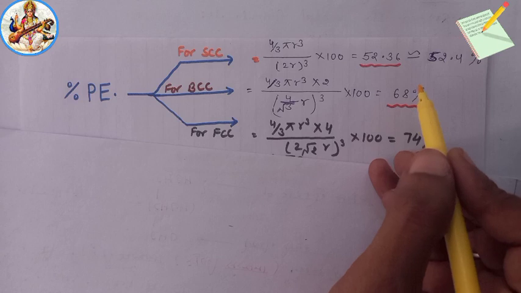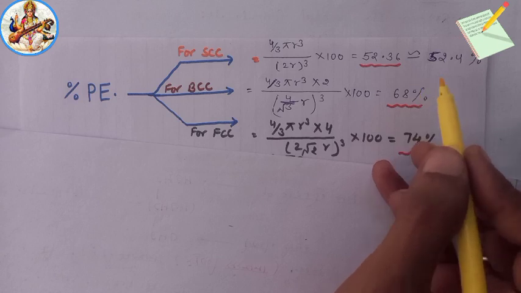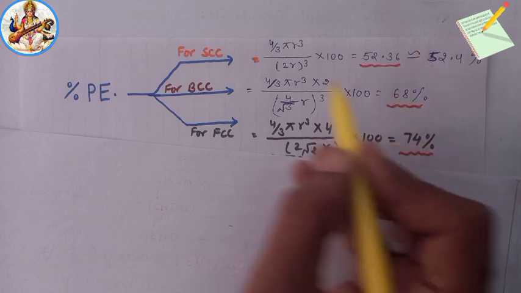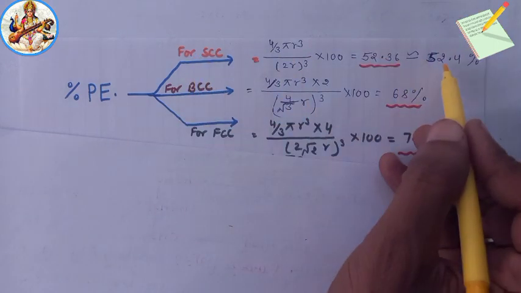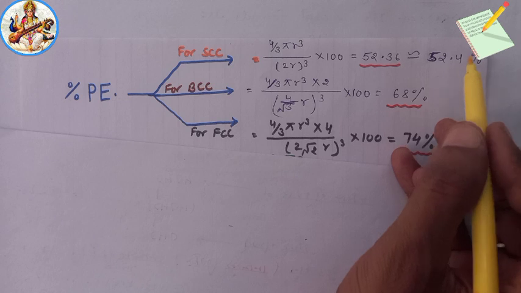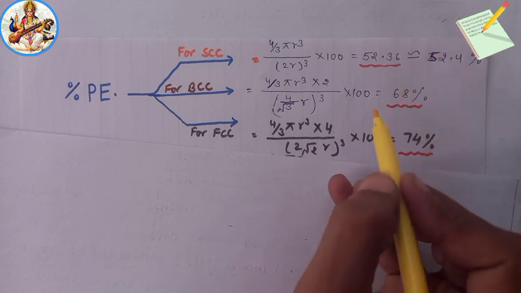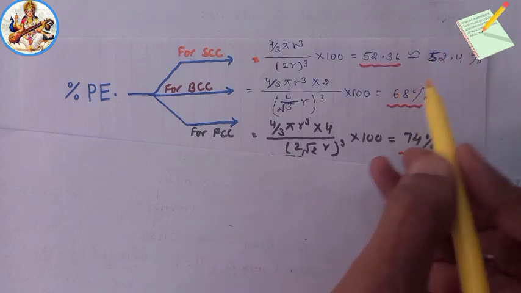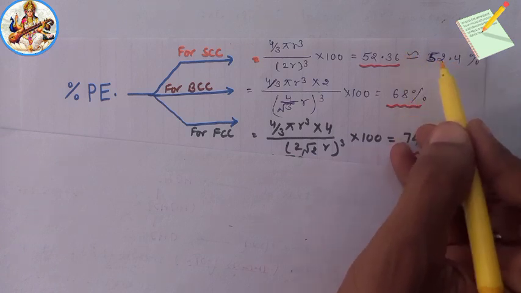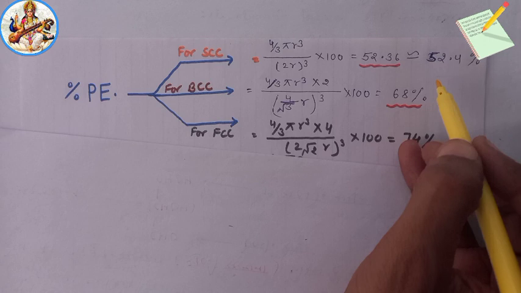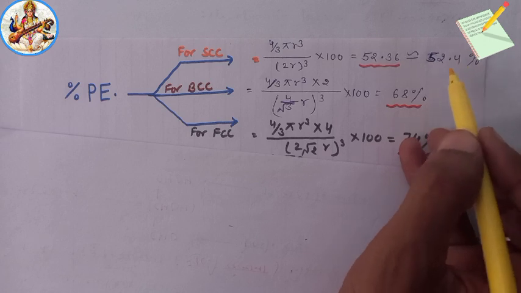52.36. Almost after rounding, resultant value is 52.4%. The total volume occupied by spheres or particles in SCC unit cell is 52.4%, while the empty space or voids is 47.6%. 100 minus 52.4 is equal to 47.6%.